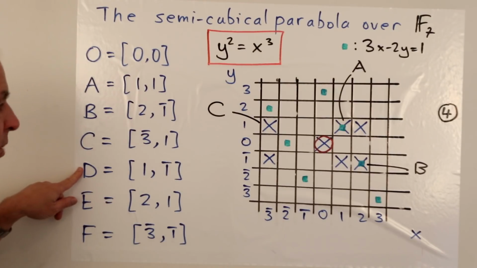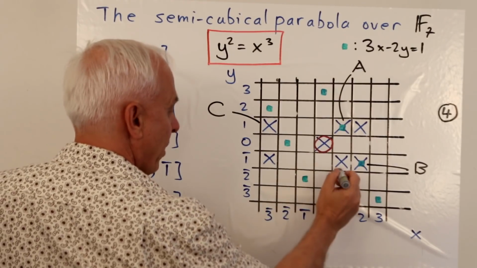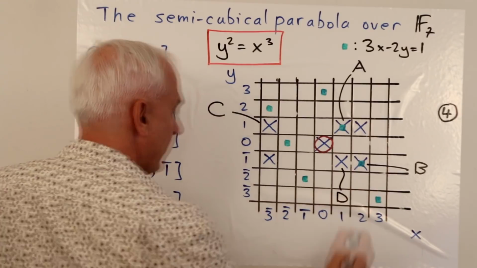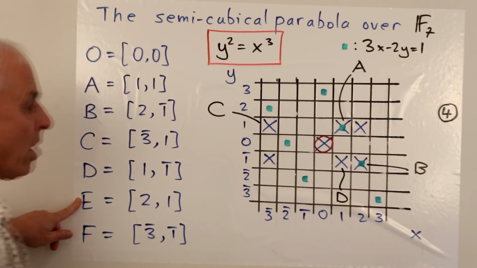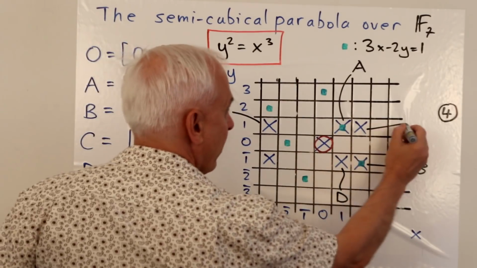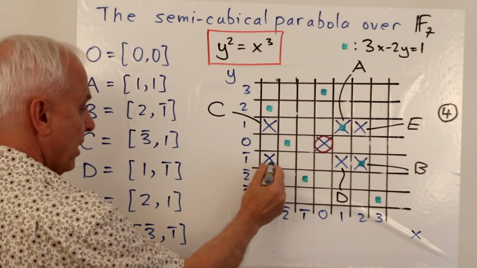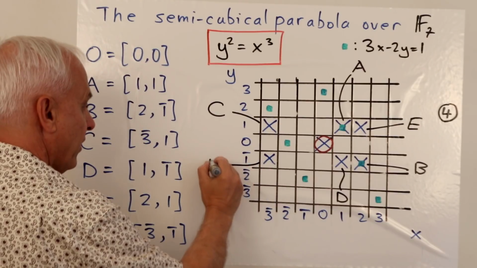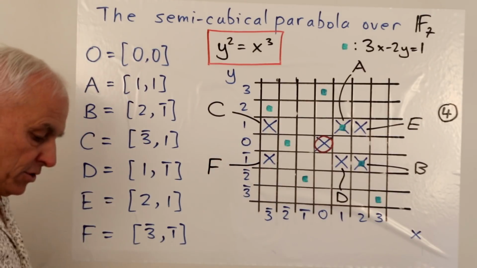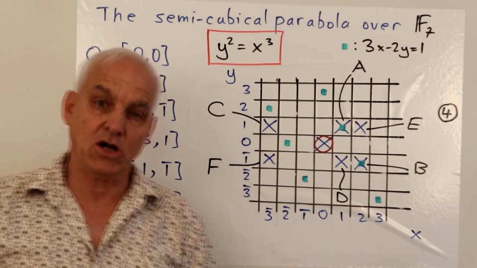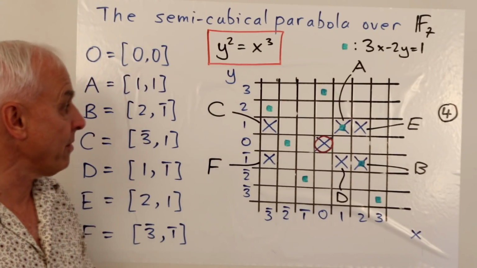D is (1, 1 bar). 1, 1 bar, that's there. That's D. E is (2, 1). That's this one here. And F is the remaining one. (3 bar, 1 bar). There it is there. There's F. So there are 7 points on this semi-cubical parabola.